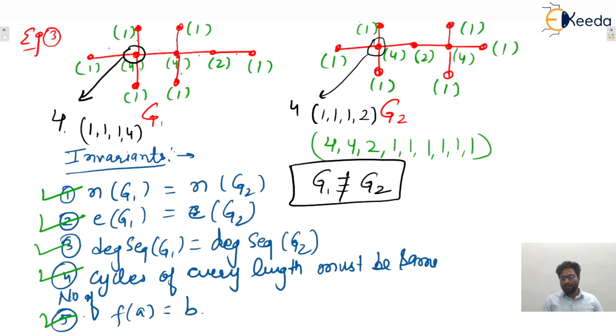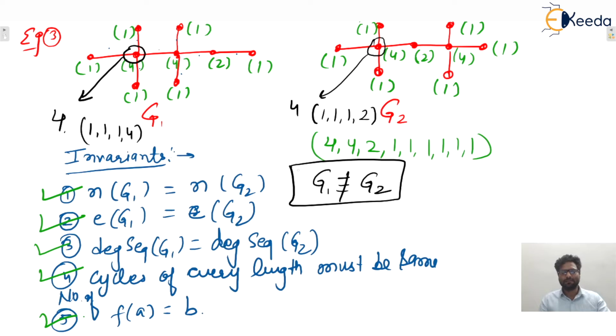So let's say one vertex in G1 has degree 4, with all adjacent vertices having degrees 1, 1, 1, 4. So in G2 also, one vertex with degree 4 must be there which has the same adjacent vertices with the same degrees. That is not preserved. That's why we can say that G1 is not equivalent, or not isomorphic, with G2. I hope this point is clear to everyone, isn't it?